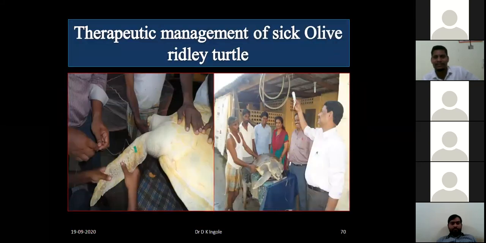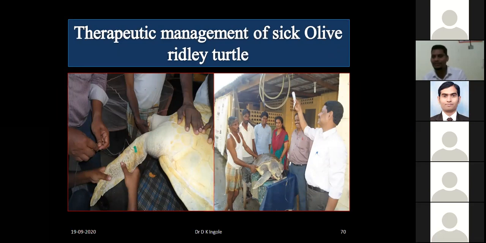Then therapeutic management of a sick olive ridley turtle, a 37 kg turtle. While putting the IV, we were very happy, because putting the injection like a UG student is a very pleasant moment.